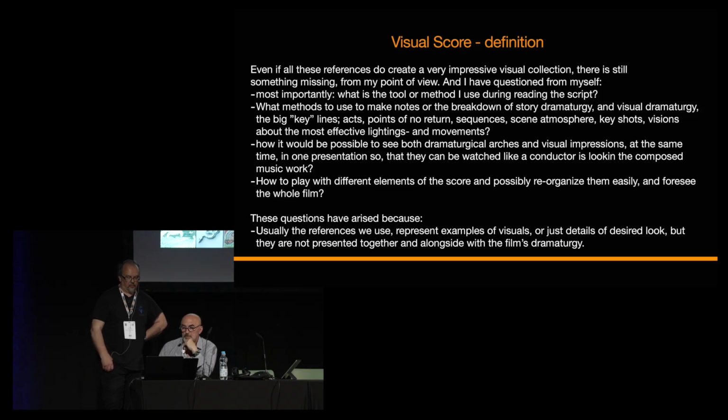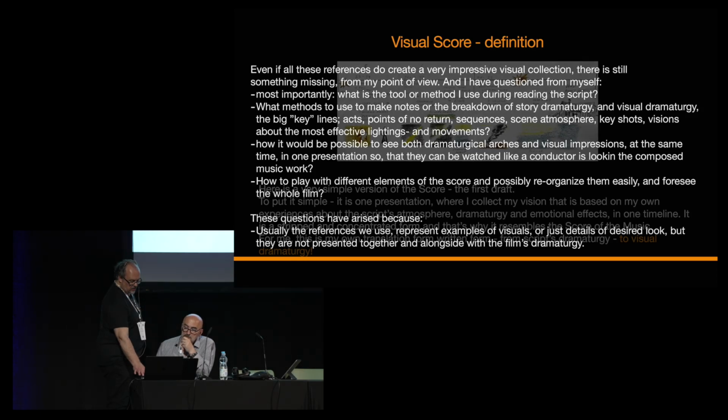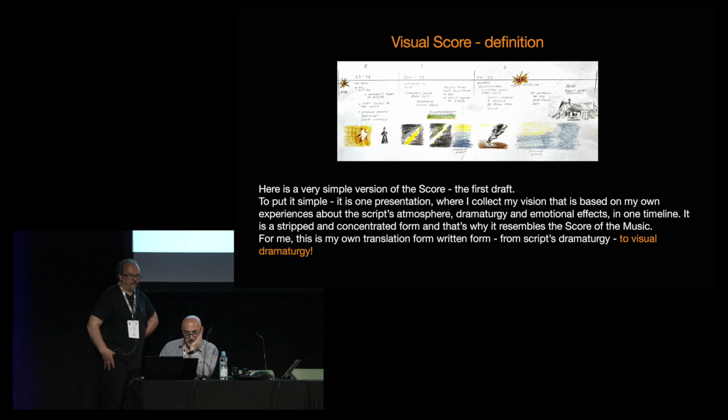What I need in my own work, and like I said, this is a very personal approach, is a method that collects all essential information in one very simple presentation where all core visual and audiovisual elements align with the story's time and dramaturgical arcs. The presentation I call the visual score of the film.